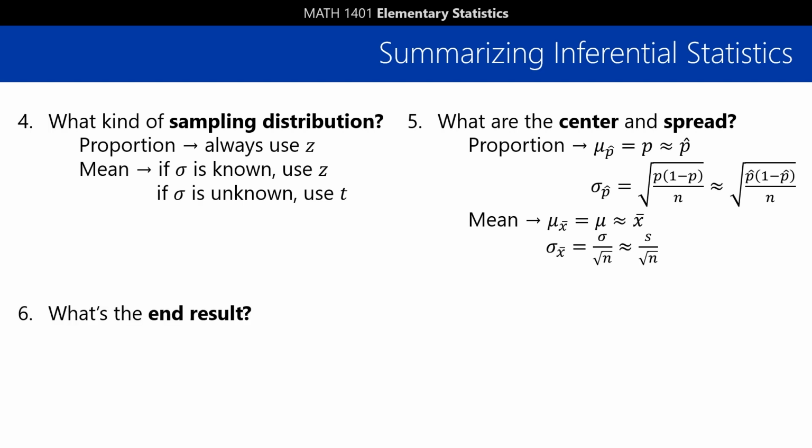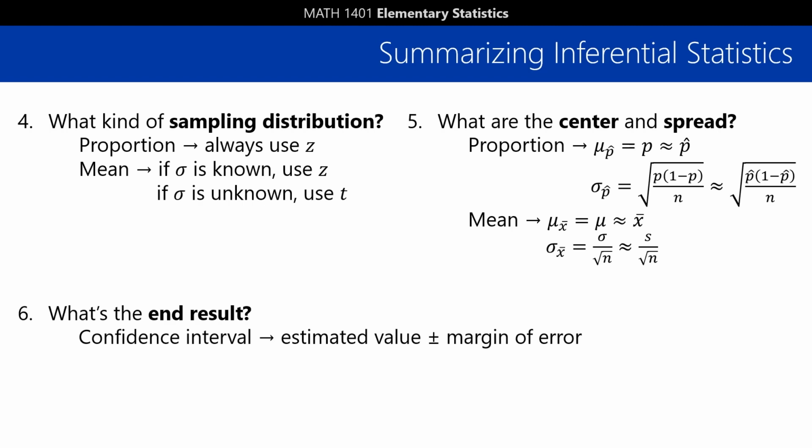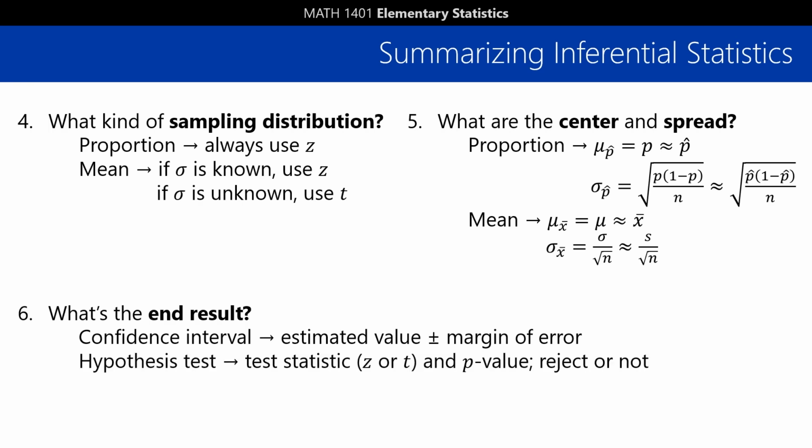Finally, once you've nailed down your sampling distribution, you have to use it to answer the question you wanted to ask. If you're constructing a confidence interval, that means taking your estimated value, that is, your sample proportion or sample mean, and adding and subtracting your margin of error to get your range of values. That's your estimate of the population parameter. On the other hand, if you're performing a hypothesis test, you'd calculate your test statistics, your z or t, and then use that to calculate a p-value. Finally, compare that p-value to your level of significance alpha to figure out whether or not you should reject your null hypothesis.